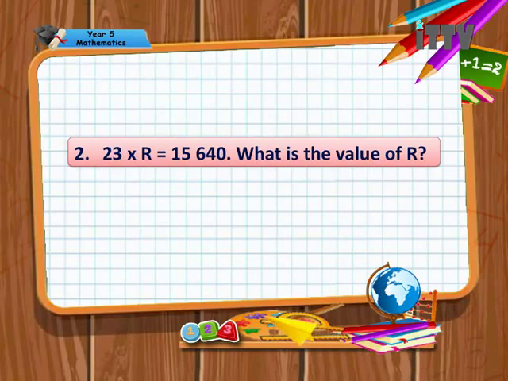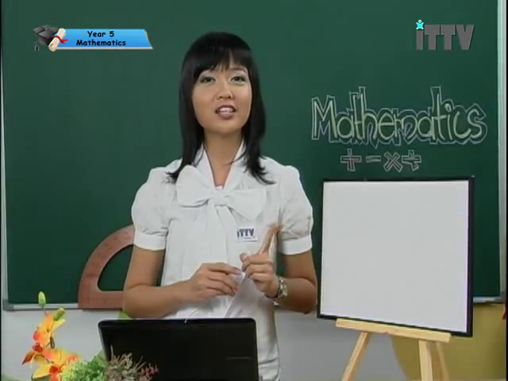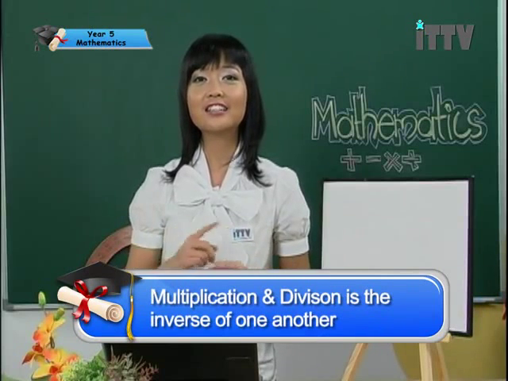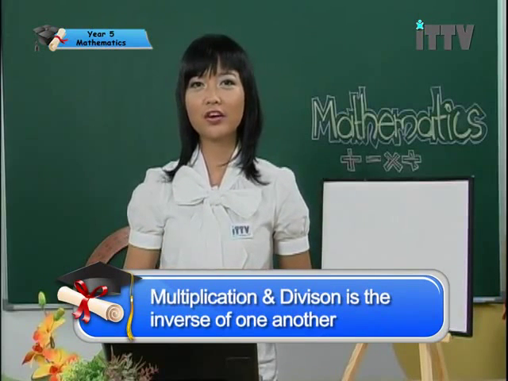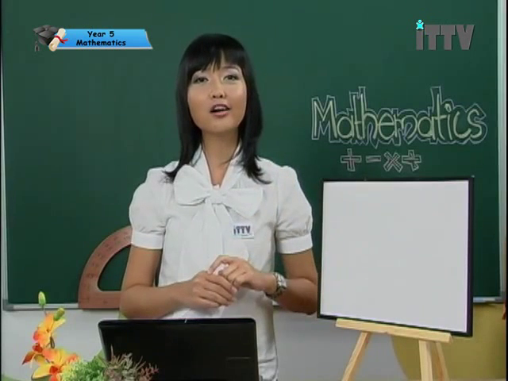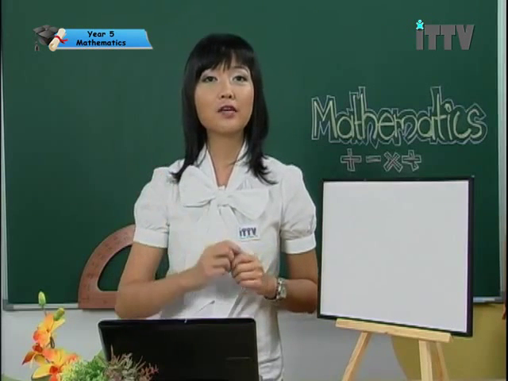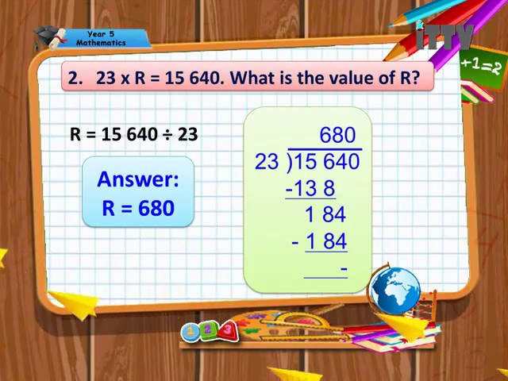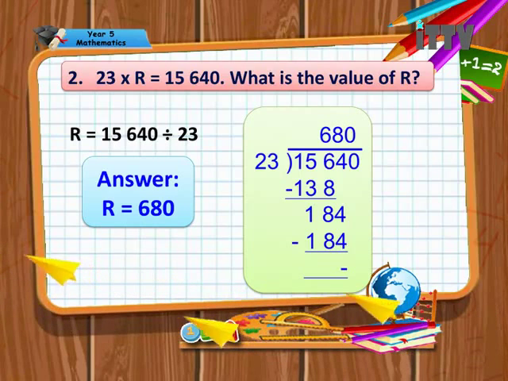23 times r equals 15,640. What is the value of r? Okay, now can you tell me, multiplication and division, how are they related? It's the inverse of one another. So, to get r, we just take 15,640 divided by 23. That will give you the answer as 680. Just work it out in a long division form.